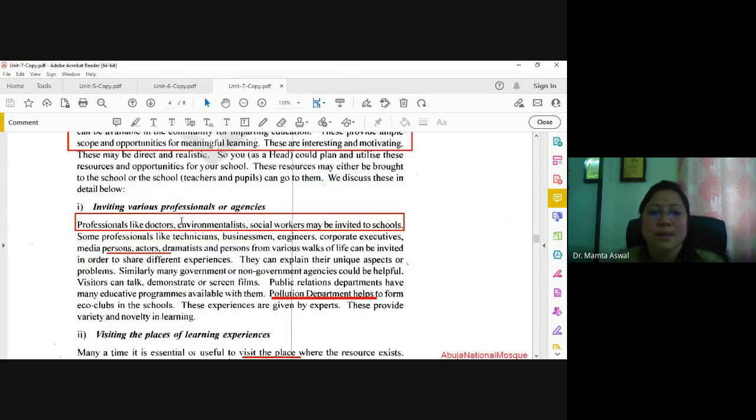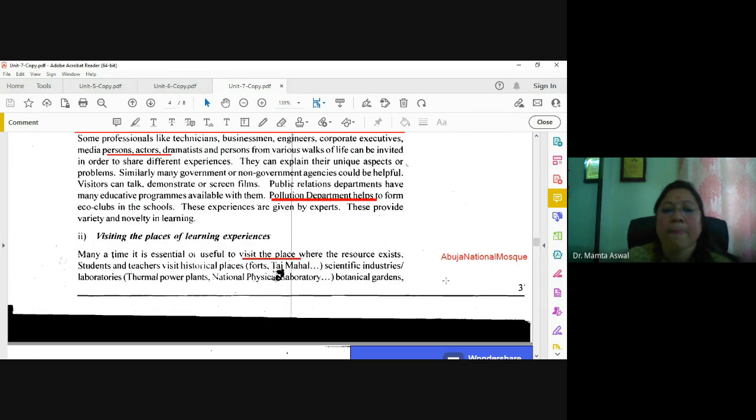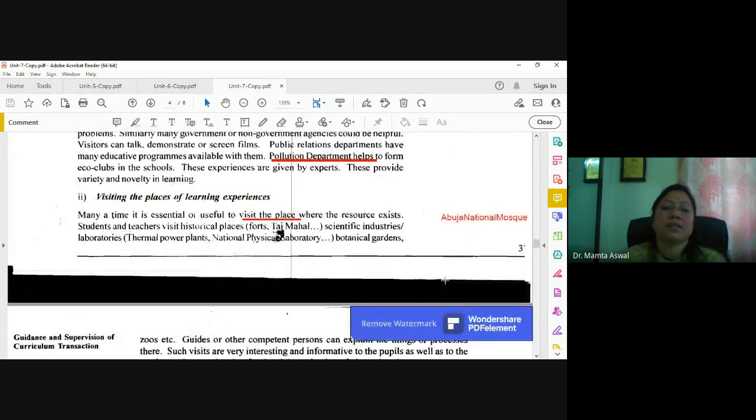So you can see professionals and agencies like the pollution department, eco clubs department, environmentalists, social workers, they can come, give their lectures, and show the students something of their experiences, etc. Secondly is visiting places of learning experiences. So, if there are enough financial resources available in the school, then the school can plan, or the head can plan, a visit of the students.